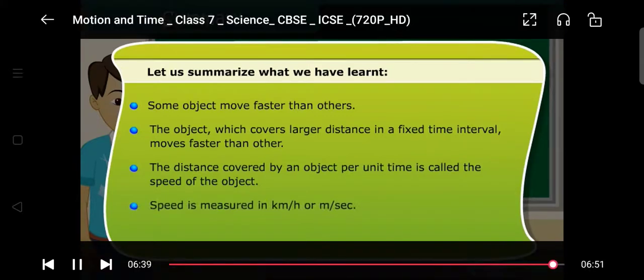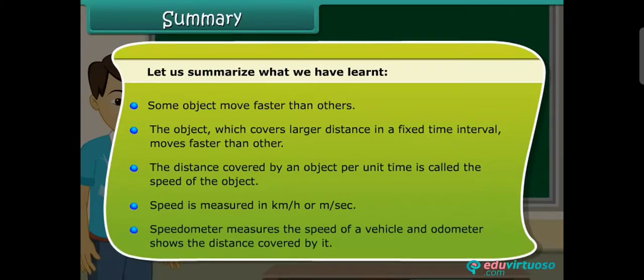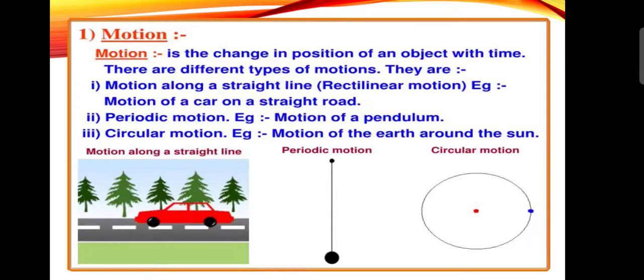Speed is measured in kilometer per hour or meter per second. Speedometer measures the speed of a vehicle and odometer shows the distance covered by it. I hope you understood from this video what we are going to learn in this chapter.